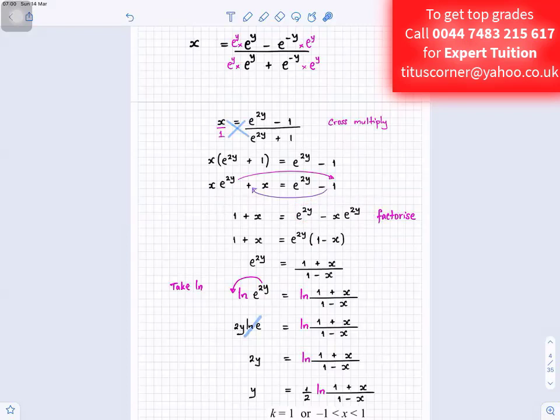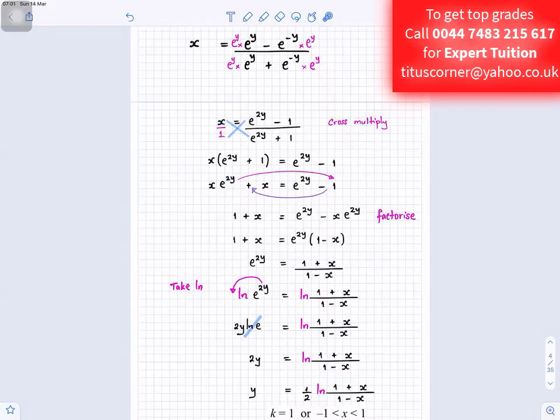Now what do you do next? You factorize. e to the 2y comes out of the bracket, and you're left with 1 minus x. Now you want to get e to the 2y on its own, because your aim is to make y the subject. So you divide by 1 minus x. So you have 1 plus x divided by 1 minus x is equal to e to the 2y.